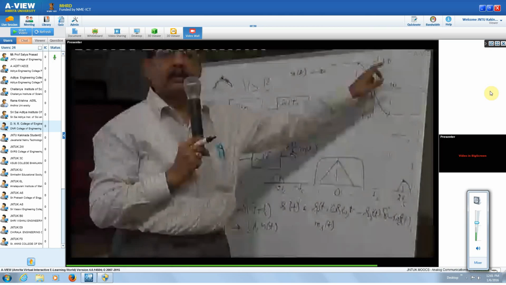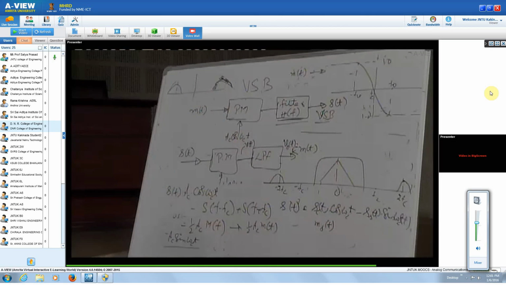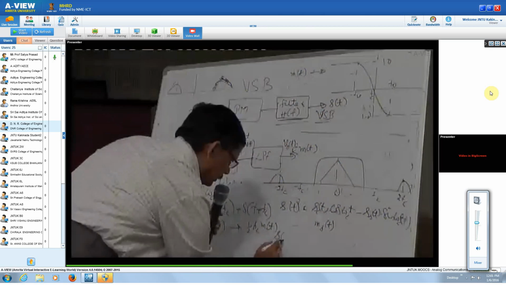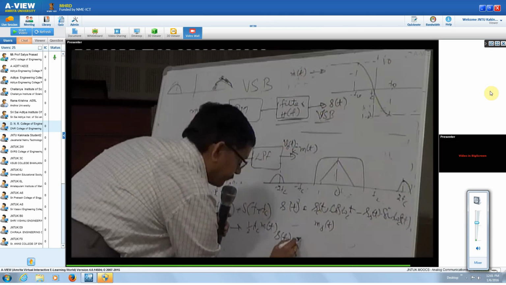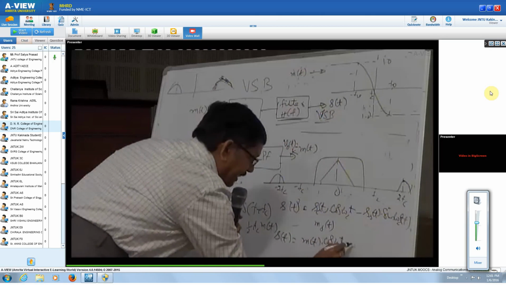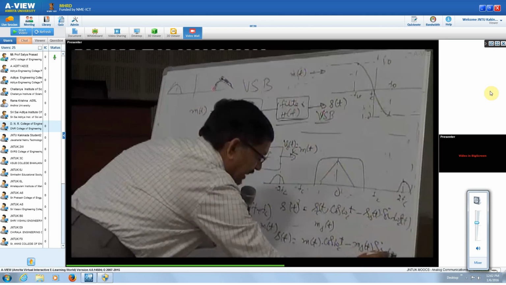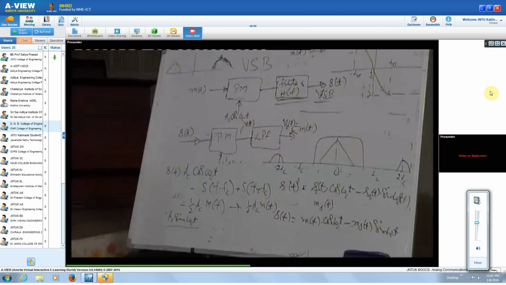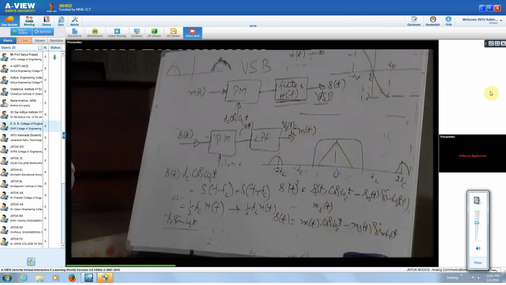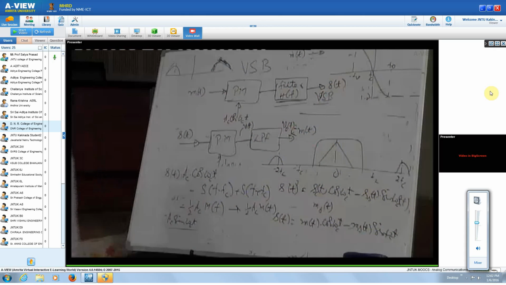So this we are giving as the input. We are going to get the in phase, the quadrature phase signal ms of t. Therefore, the required signal to be generated is m of t cos omega ct minus ms of t sin omega ct. So this is the time domain representation of your VSB signal.